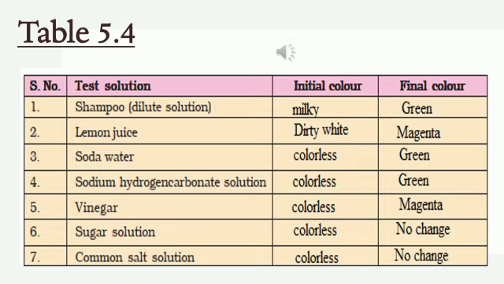Next, vinegar. Initially it will be colorless. Once we add China rose indicator, it turns to magenta color. Next is sugar solution. Initially it will be colorless. Once we add a few drops of this indicator, it doesn't change to any color. That means no change, it is neutral. Next is common salt solution. Same result. Initially it will be colorless. Even after, it will be the same, no changes. That means it is neutral.